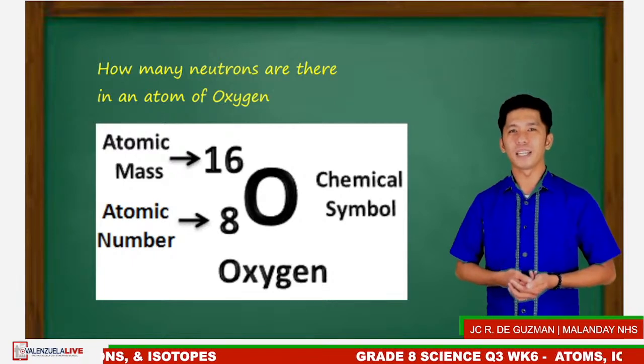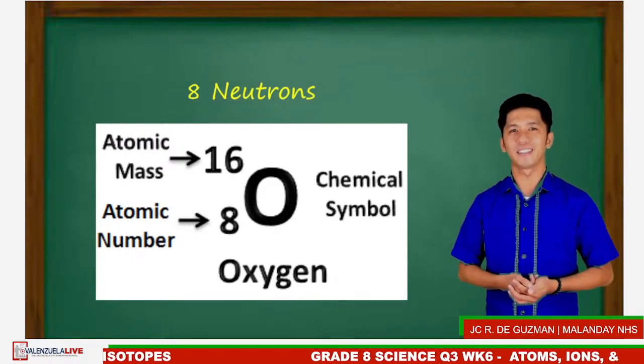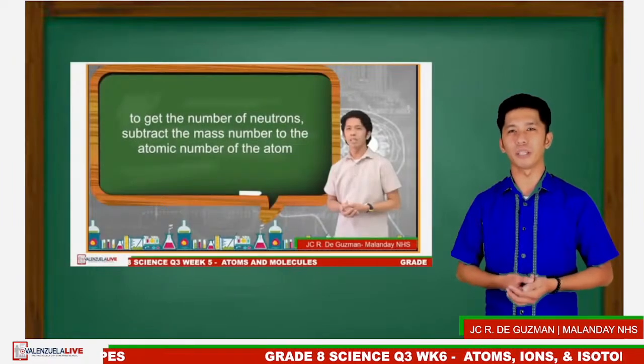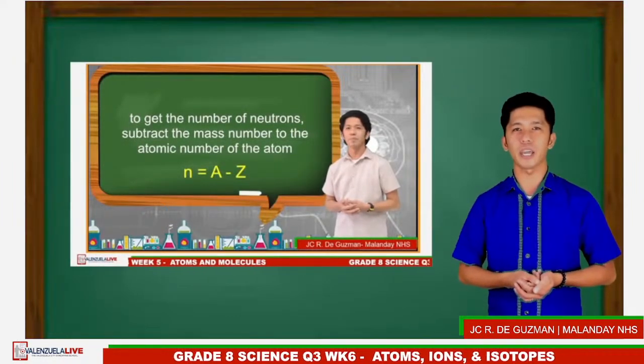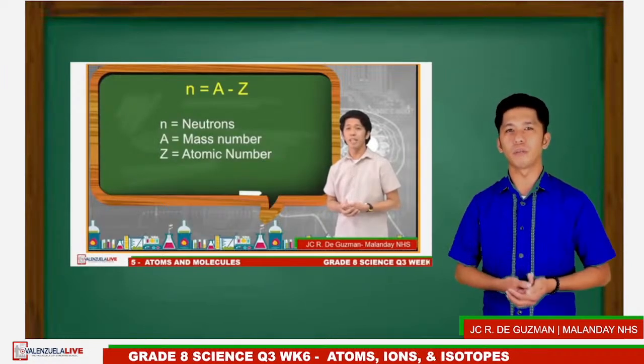Time's up. The correct answer is A. For us to be able to determine the number of neutrons, we should subtract the mass number, which is 16 AMU, to the atomic number, which is 8.